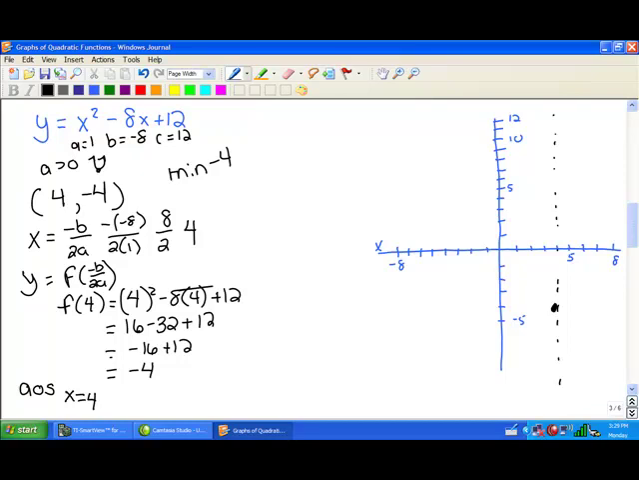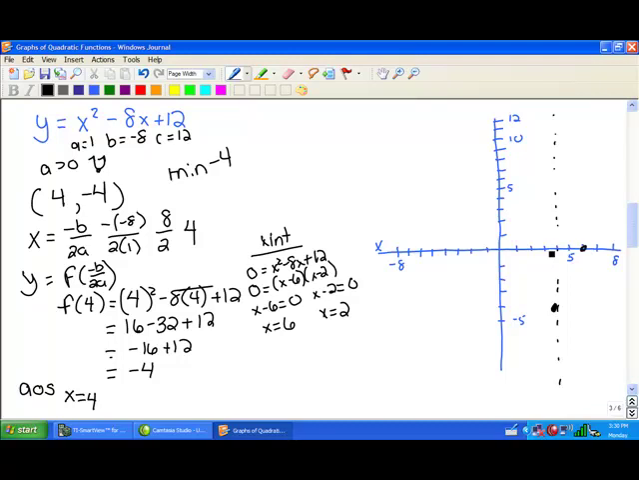Now we're going to need a little bit more information to graph by hand, so let's find the x-intercepts. We'll set y equal to 0 and solve. This one will factor nicely, but we can always fall back on the quadratic formula. This will factor into x minus 6 times x minus 2. Setting each piece equal to 0, we'll get x equals a positive 6 and x equals a positive 2.